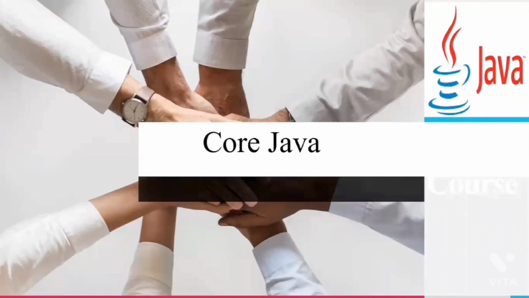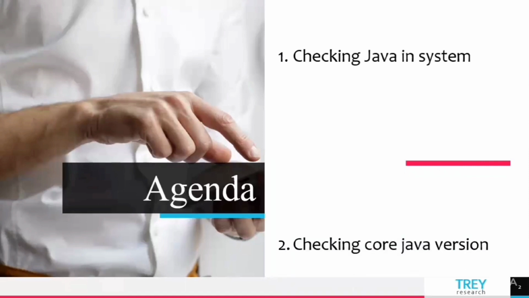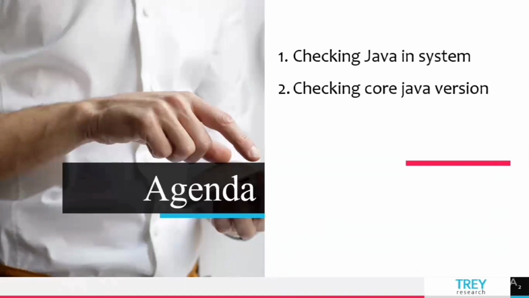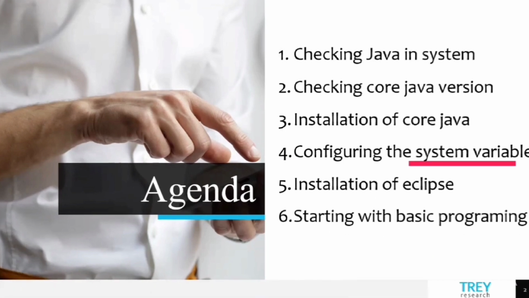So today we'll be starting with basics of core Java. So let's have a look at the agenda. First, checking Java in the system. Second, checking the core Java version. Third, installation of core Java. Fourth, configuring the system variable. Fifth, installation of Eclipse. And sixth, starting with basic programming.